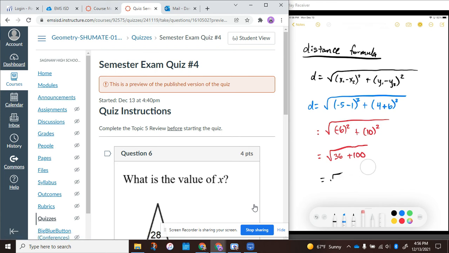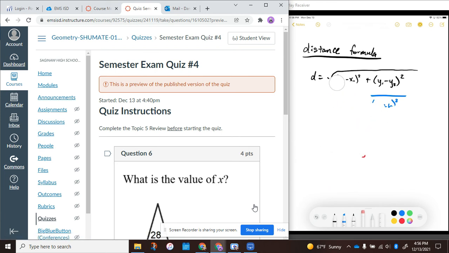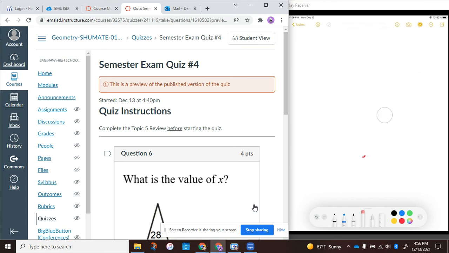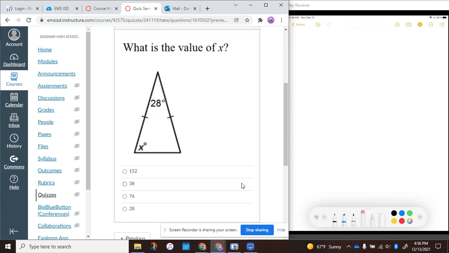Our final question, question number 6. It's asking us what is the value of x? For this one, you need to have a little bit of knowledge about isosceles triangles. Isosceles triangles are when you've got two legs that are the same length. That means you've got one angle up here that's by itself, and one side of the triangle down here that's by itself. But this leg matches and that leg matches, and that means this angle down here and this angle next to it also match each other.